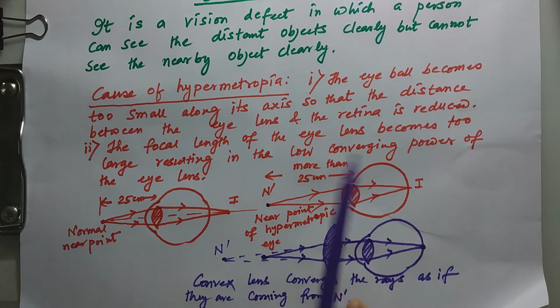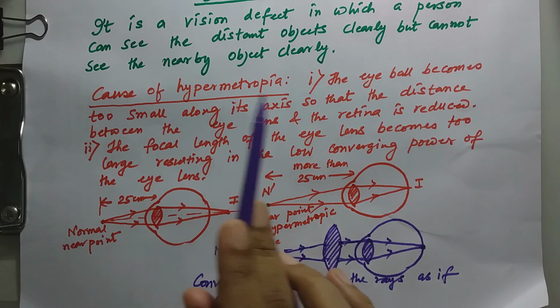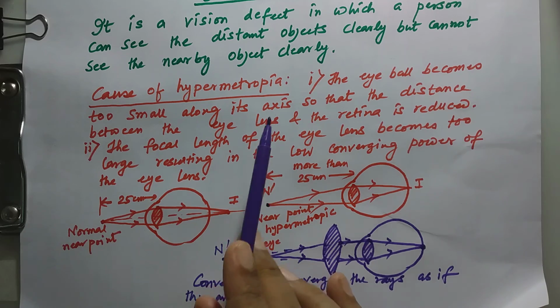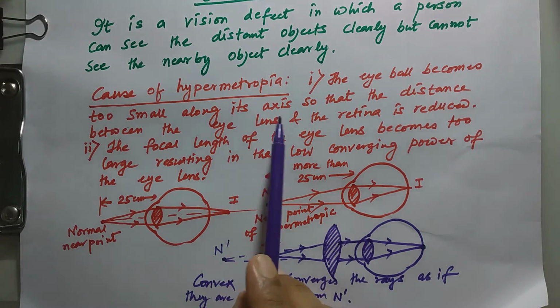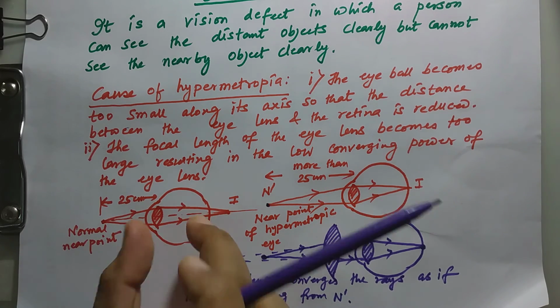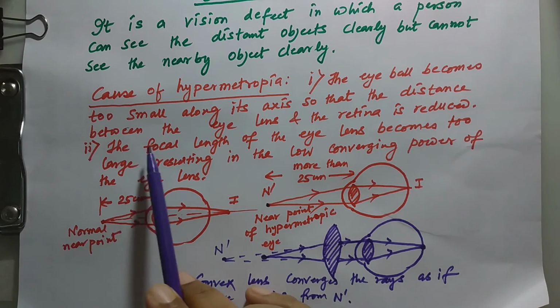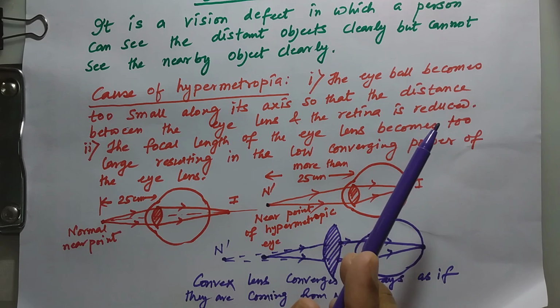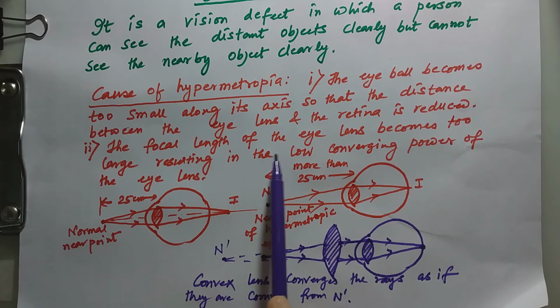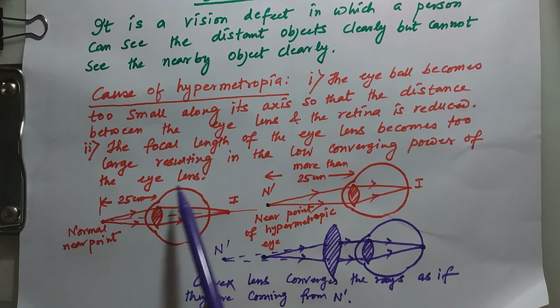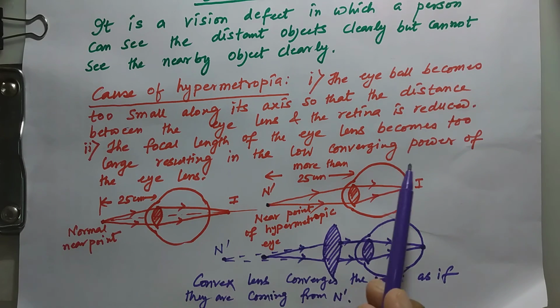Now to correct this problem, which is known as hypermetropia, and why the problem occurs, I told you. The eyeball becomes too small along its axis, compressed like this, so the distance between the eye lens and the retina is reduced. That is why the image is formed at the back side, and the focal length of the eye lens becomes too large, resulting in the low converging power of the eye lens. So this type of problem occurs. Now to rectify this, you have to use the convex lens.